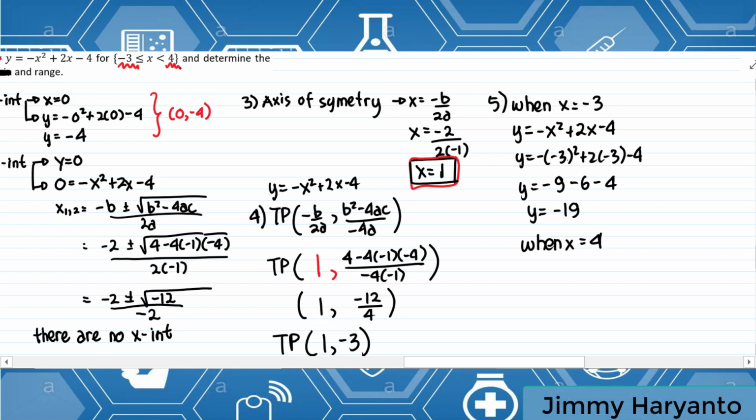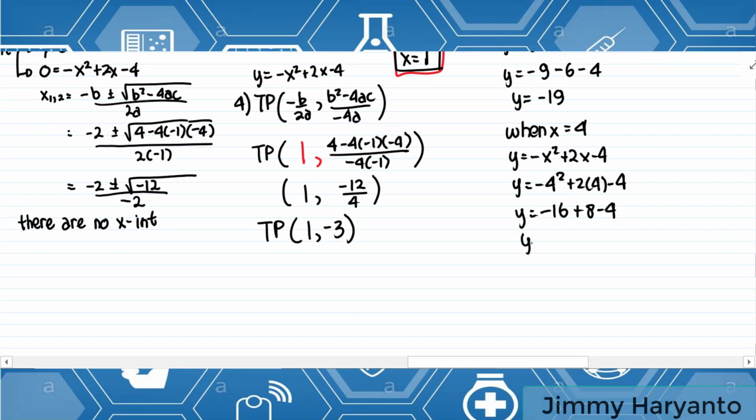Next, when x equals 4, y equals negative x squared plus 2x minus 4, so y equals negative 4 squared plus 2 times 4 and then minus 4. y will be negative 16 plus 8 minus 4. It will be negative 12. y equals negative 12. Next, we have to plot all of the points we have.